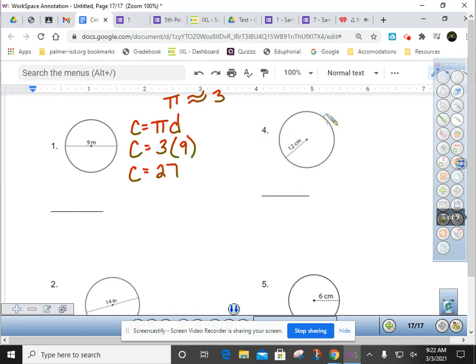Look at number 4. What does 12 represent? The radius. You can do it however you want. 2 pi r. C equals 2 times, what are we using for pi? 3. What's the radius? 12. Or you could have done C equals pi d using the diameter, which would have been C equals 3 times what? 24.